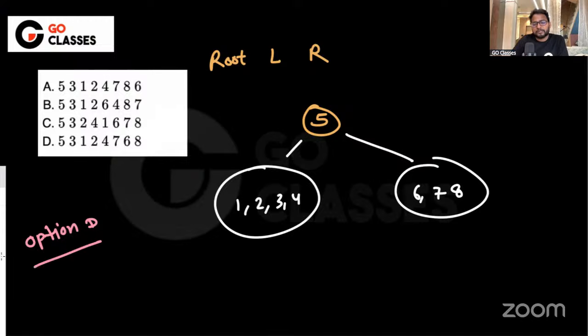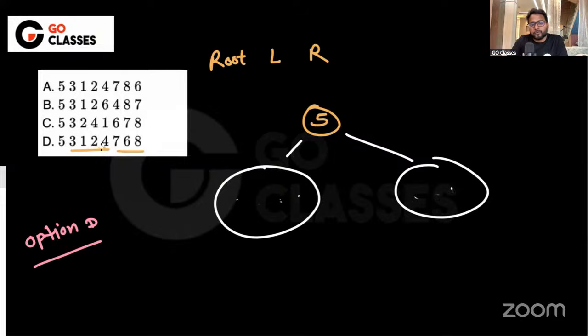Okay, let's just check this option D. In option D, they are saying that 1 2 3 4 should be coming on the left and 6 7 8 should be coming on the right. Okay, so let me deal with this separately.